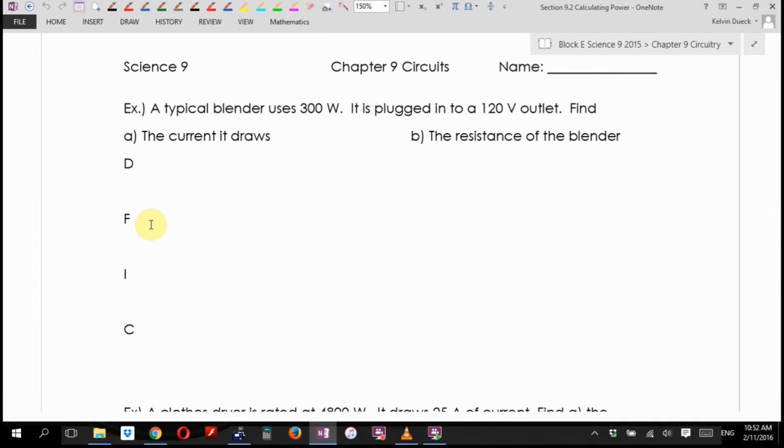A typical blender uses 300 watts. It's plugged into a 120 volt outlet. Find A, the current it draws, and B, the resistance of the blender.